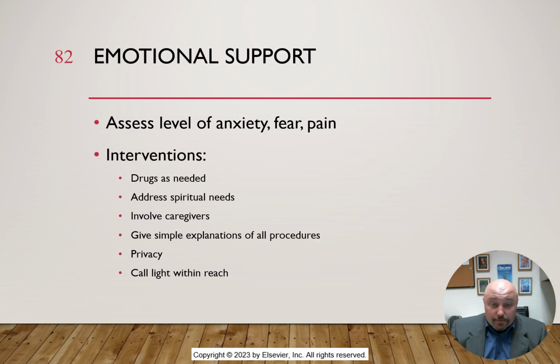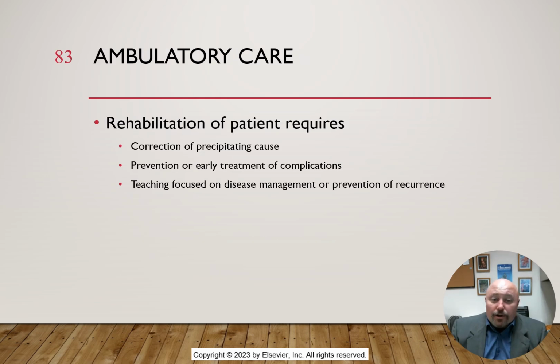We also want to assess the patient's level of anxiety, fear, and pain, combined with interventions such as drugs, his spiritual needs, involving the other caregivers, giving simple explanations for all procedures, ensuring privacy, and making sure the call light's within reach. For ambulatory care, rehabilitation of patients requires correction of precipitating causes, the prevention or early treatment of complications, and teaching focused on disease management or prevention of recurrence.